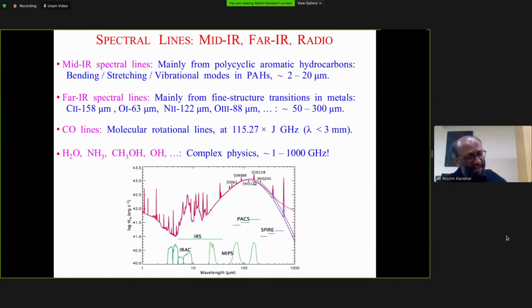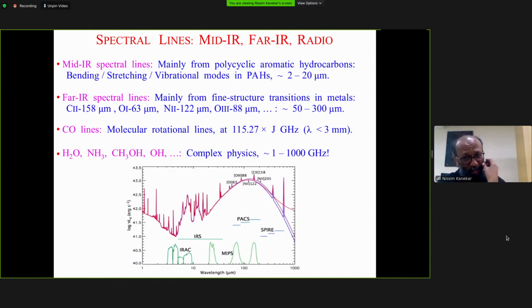And again, these lines have a problem because they are sitting in the far infrared, which you can't observe from the ground. Again, you need to send satellites into space to observe these lines. So, for example, the Herschel satellite had as one of its primary science goals to observe these far infrared spectral lines from galaxies in the nearby universe.